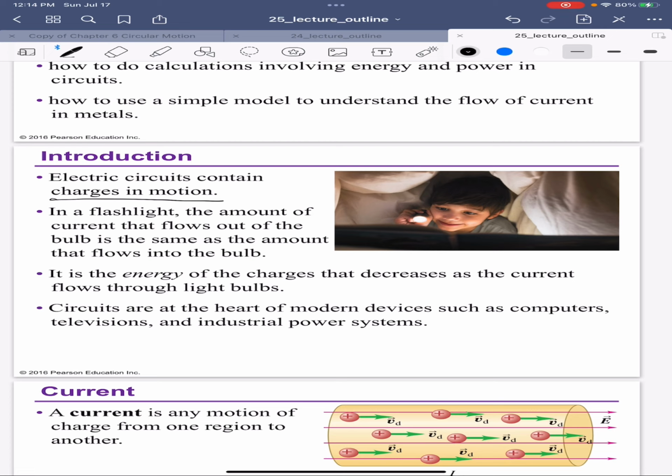And also we need to focus more on circuits, which are really networks of electronic components that we are going to put together, and they really constitute the heart of modern devices like computers, televisions, and all systems that we can see around.